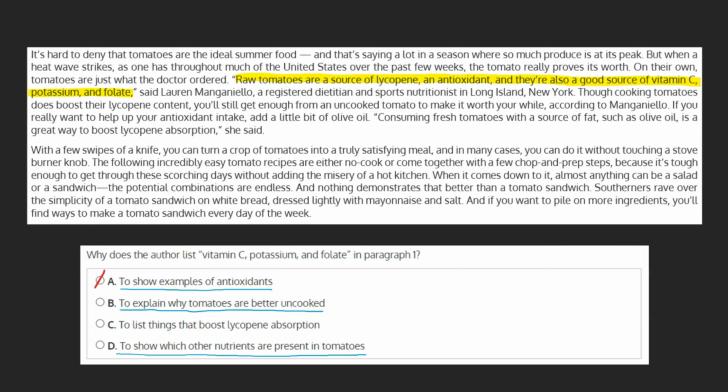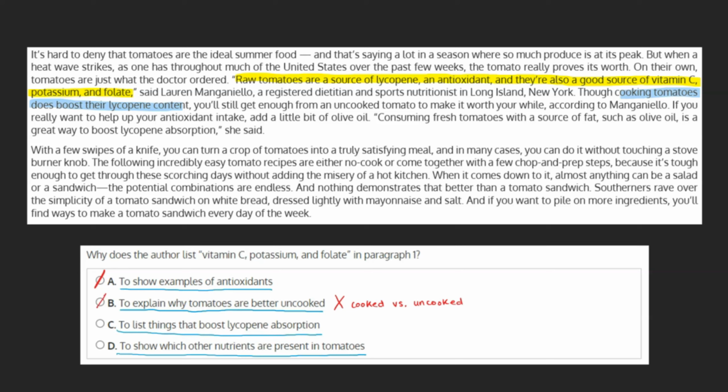B. To explain why tomatoes are better uncooked. If anything, the passage goes on to tell us that cooking tomatoes can boost their lycopene levels. But in this sentence, there's no distinction being made between cooked and uncooked tomatoes. This can be marked as incorrect as well.